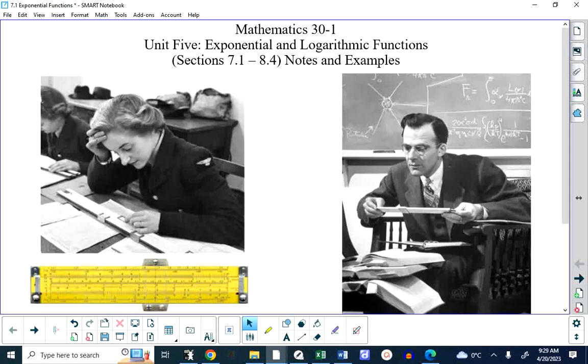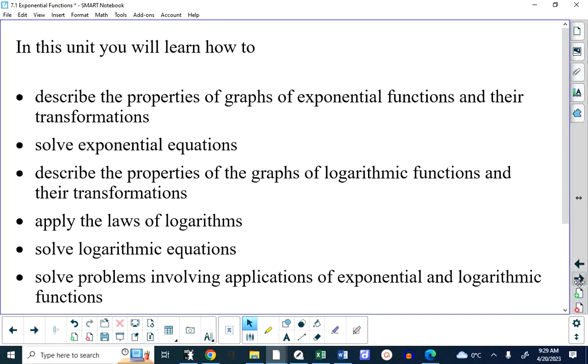People could do calculations very quickly. Okay? They had to have a very strong math background. You had to understand all the properties of numbers in order for it to work. But it's a very useful tool. Nobody uses them anymore. They're kind of relics.